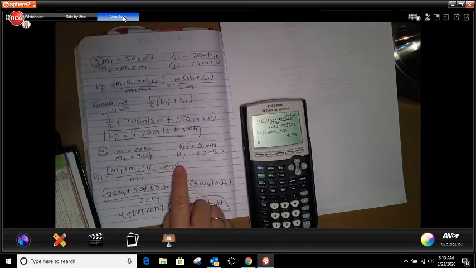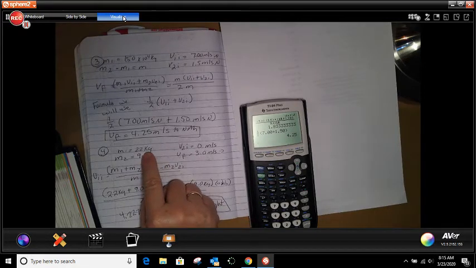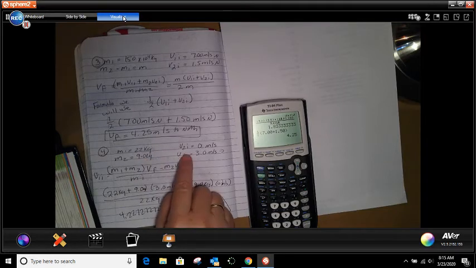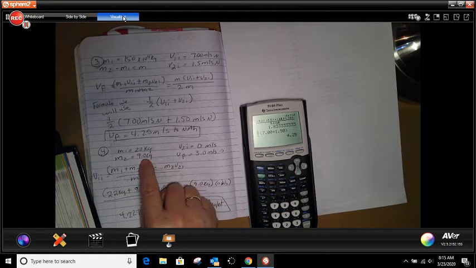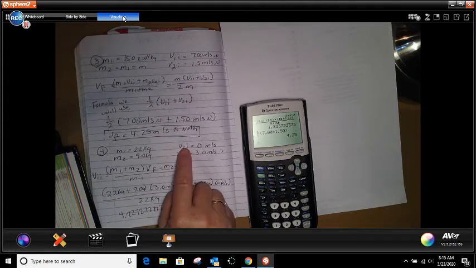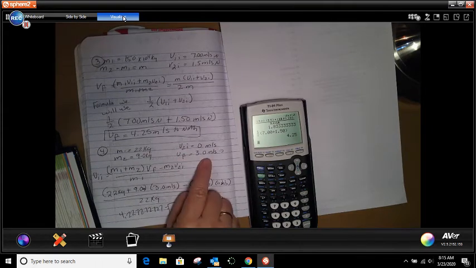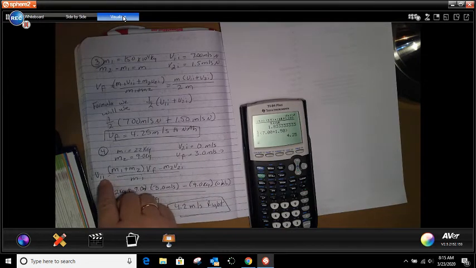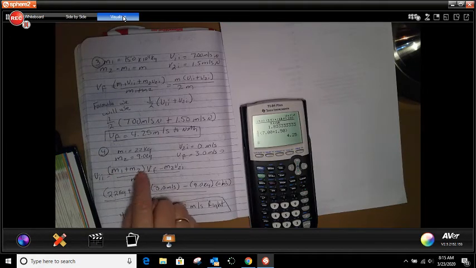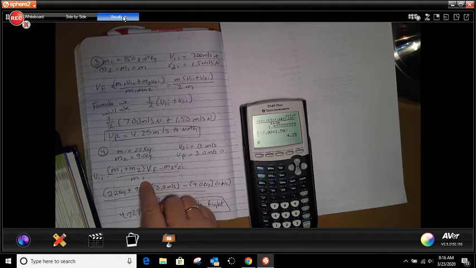Question number 4. A dry cleaner throws a 22 kilogram bag of laundry, there's the mass 1, into a stationary 9 kilogram cart. Well, it's stationary, right? But there's my mass. The cart and the laundry begin to move at 3 meters per second to the right. So my velocity 2 was 0 because that's talking about the cart, right? And I know that the final velocity was 3.0 meters per second. So what am I looking for? Velocity 1 initial. To be able to do that, I'm going to take my mass 1 plus my mass 2 times my velocity final minus my mass 2 velocity 2 initial, divided by my mass 1.